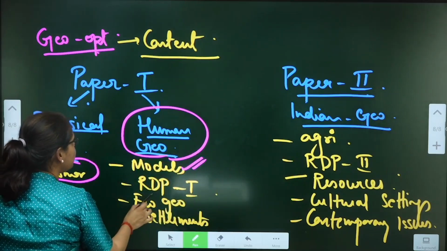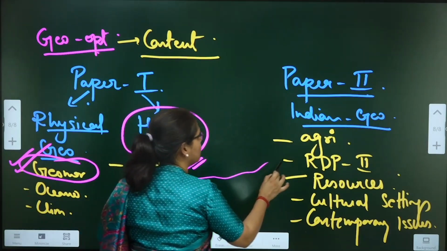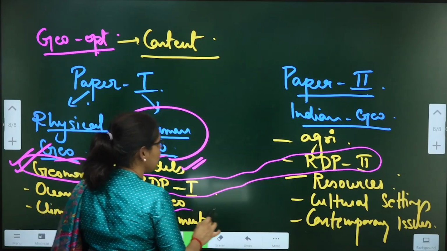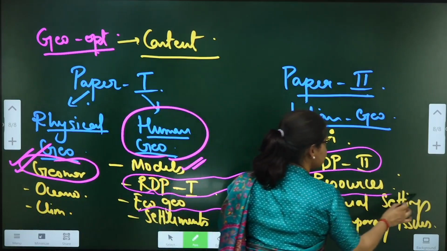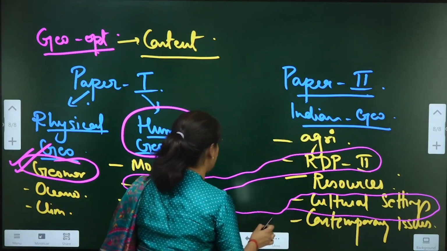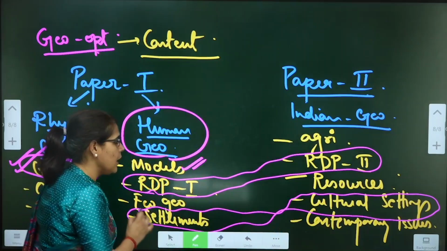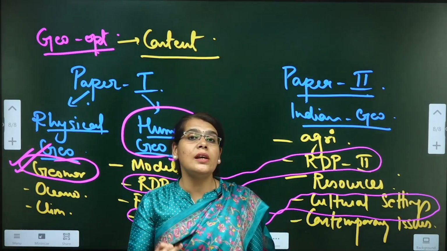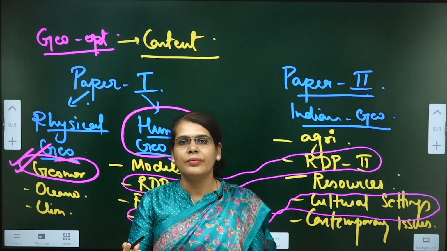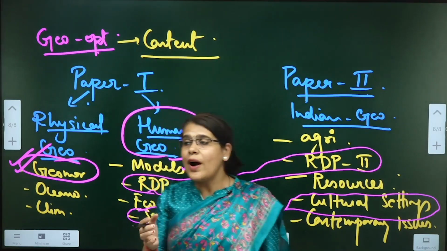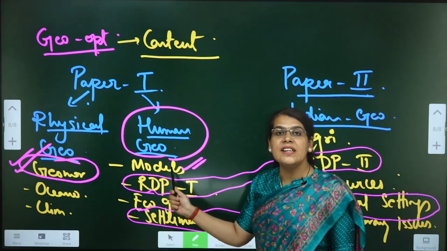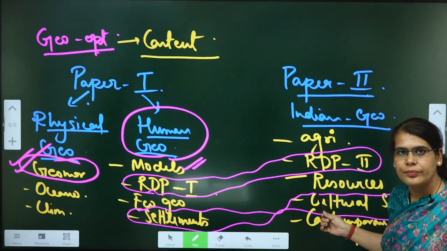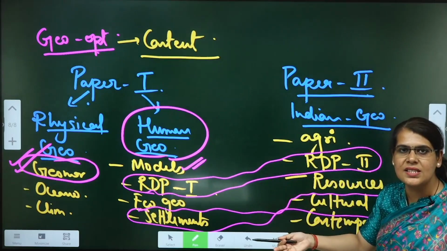For example, when we are talking about RDP 1 and RDP 2, similarly, settlements along with cultural settings and settlements of paper 2. Now, there is an interlinkage. I'm coming to a very, very important point here, bachcho. That is, while we are doing the studies in paper 1, it must be integrated with paper 2. That is how we will be starting our syllabus.